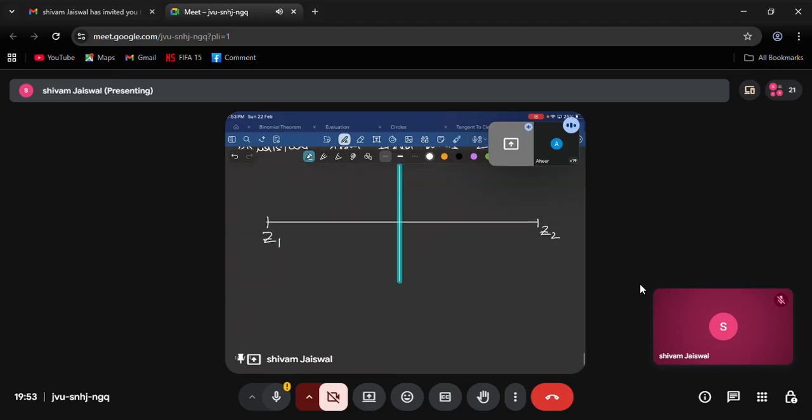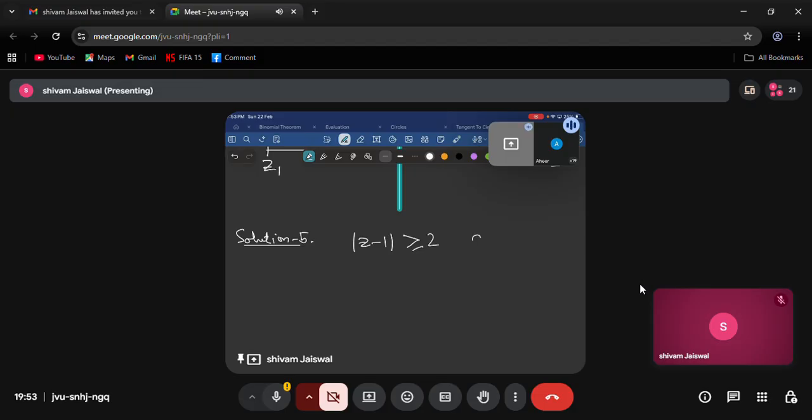Next, solution number 5. There are two inequalities. One is mod of z minus 1 is greater than or equal to 2, and another is mod of z minus 1 is less than 3. So mod of z minus 1 is less than 3 represents the whole region inside the circle.